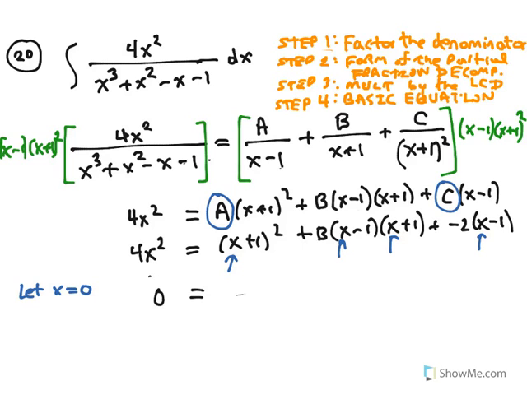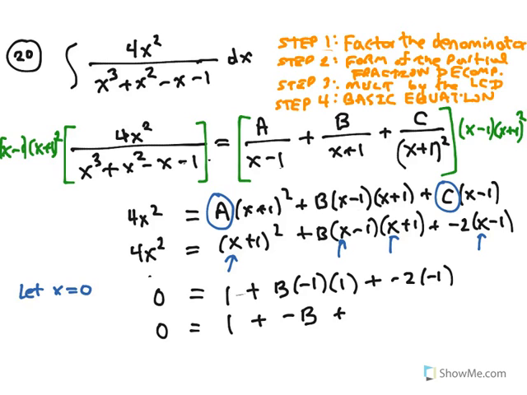So you have 0 plus 1 is 1, 1 squared is 1, plus b times 0 minus 1 is negative 1, 0 plus 1 is positive 1, and then plus negative 2 times 0 minus 1 is negative 1. So you have 0 is equal to 1 plus negative 1 times b plus positive 2. 0 is equal to 2 plus 1 is 3 minus b. So b is equal to 3.